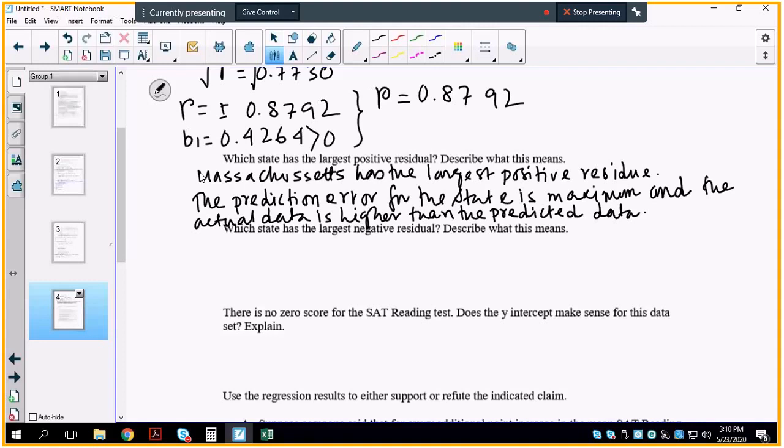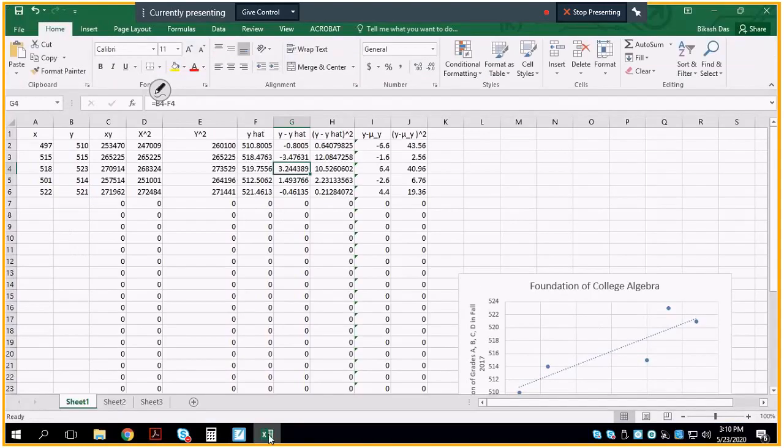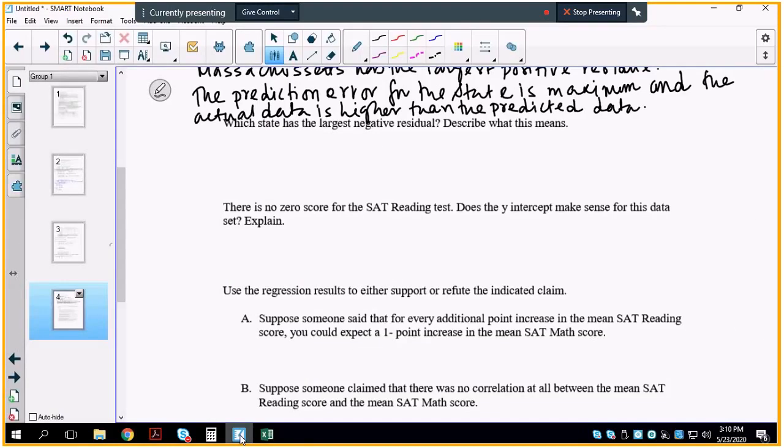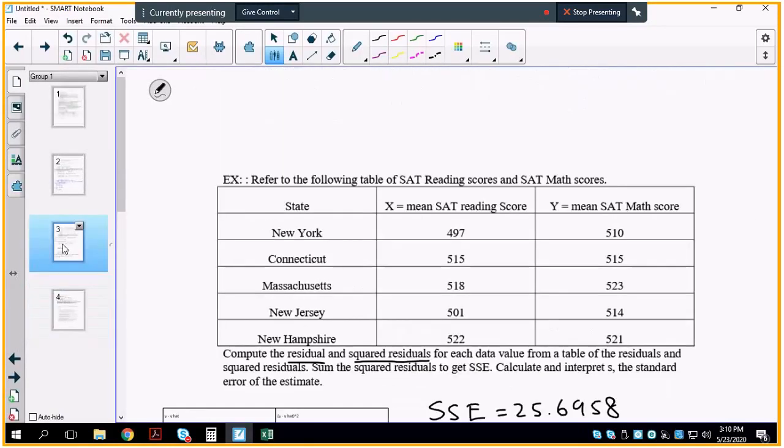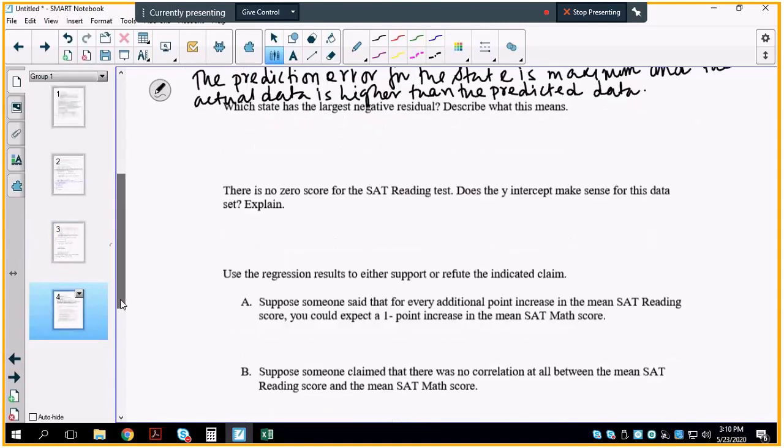Similar question, which state has the largest negative residual? And what does it mean? So the largest negative residual will be this one, which is the second state. Let's see which state that is. The second state is Connecticut. So we're going to go ahead and say Connecticut has the largest negative residual.